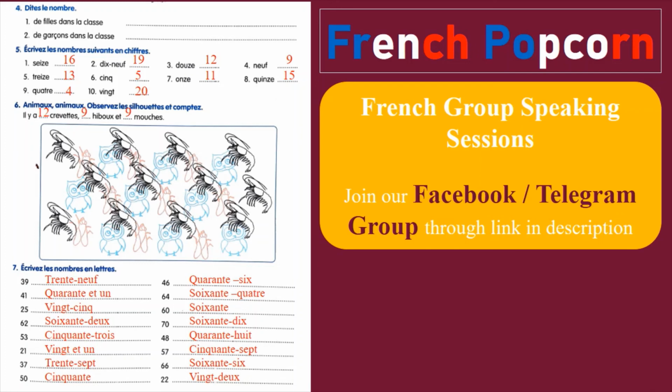Question number 6. Animaux. Observez les silhouettes et complétez. Here you are going to see the given picture, the given shadows, and according to that you have to write the numbers. First one is, il y a 12 crevettes. There are 12 crabs. 9 hiboux, 9 owls. Et 9 mouches, and 9 flies.